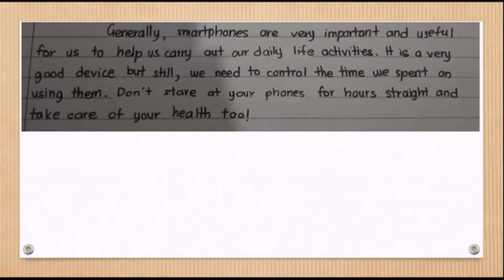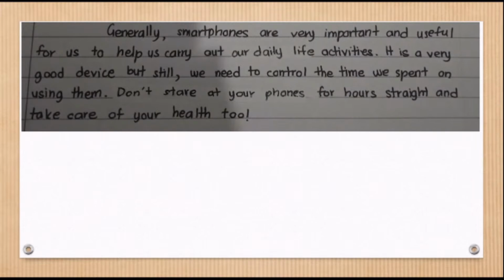Okay, last paragraph. "Generally, smartphones are very important and useful for us to help us carry out our daily life activities. It is a very good device, but still, we need to control the time we spend on using them. Don't stare at your phones for hours straight and take care of your health too." Okay, there's no error in this paragraph. So it's a good closure. She summed everything up without repeating words or phrases from the previous paragraphs.